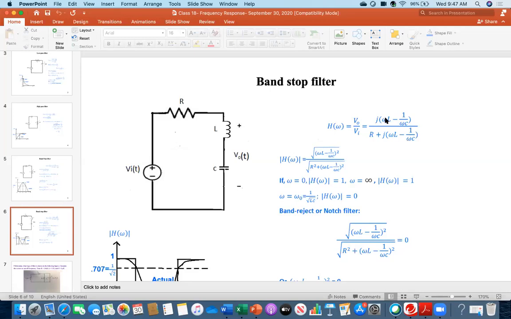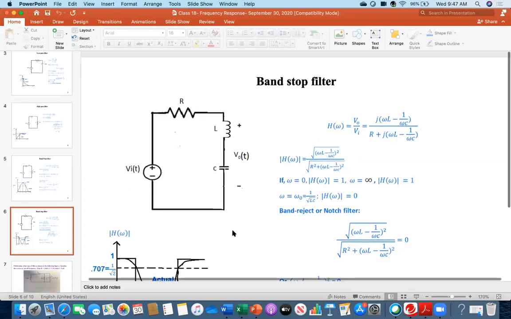So this means j omega L minus 1 over omega C. And in the denominator, the whole combination, R plus j omega L minus 1 over omega C. And then again you find the magnitude of the transfer function H omega. The numerator is the square root of this squared, and in the denominator, R squared plus this squared, under a root.